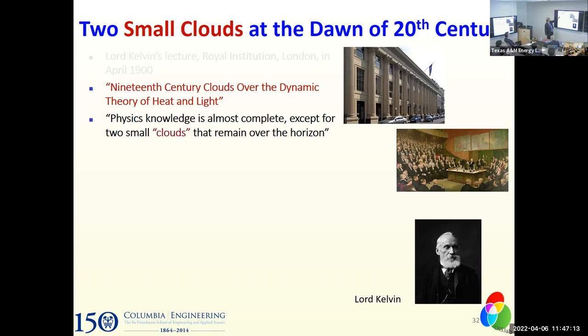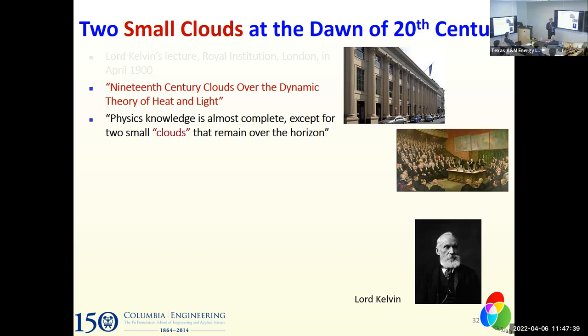The title was "19th Century Clouds Over the Dynamic Theory of Heat and Light," where Kelvin says, and this is an exact quote, he's looking at that audience and telling them, folks, physics knowledge is almost complete. April of 1900. Okay, so he says pretty much everything we need to know about the universe, folks, we know. But Kelvin being Kelvin, he knew that there's still some trouble brewing on the horizon.